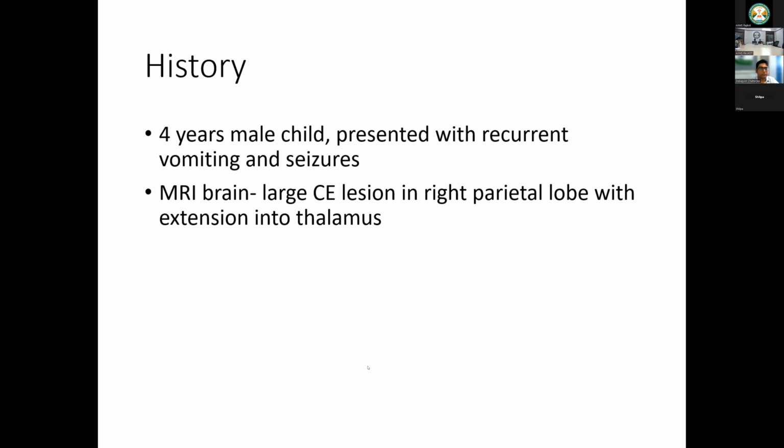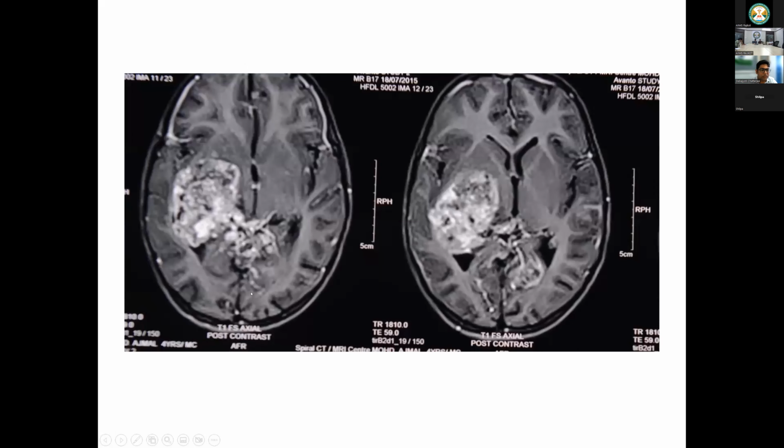In the first case, we have a 4-year-old male child who presented with recurrent vomiting and seizures. On MRI brain, you can see there's a large heterogeneous contrast enhancing lesion involving the parietal lobe and also extending up to the thalamus and the posterior part of the corpus callosum. It has these areas of necrosis. The radiological impression was some high-grade tumor.